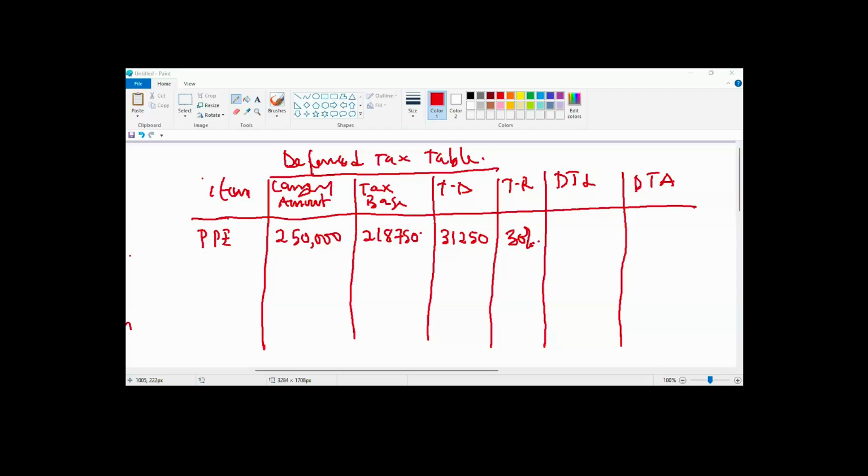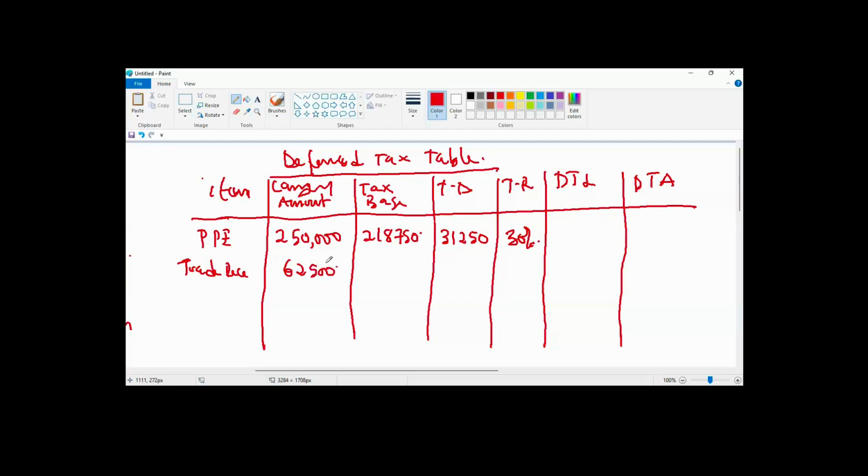Can you see my screen now? Yes, sir. Okay. Now that you can see my screen, I cannot see you, but I can hear you. Trade receivable. They've given me 62,500.